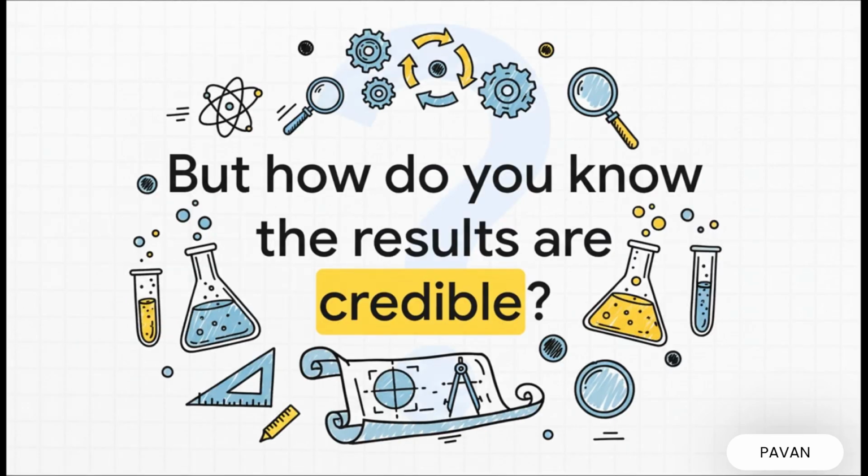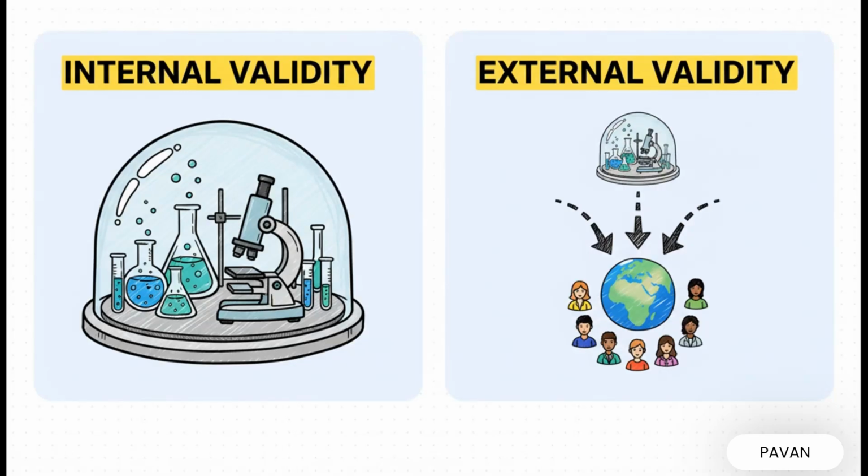So you've run your experiment, you were careful, you controlled for those sneaky confounding variables, and you've got your results. Great. But how does anyone, including you, really know that those results are credible, that they mean what you think they mean? Well, that brings us to another huge idea. Validity. And it really has two different faces. On one side, you have internal validity. This is all about your experiment itself. Did you do a good job?